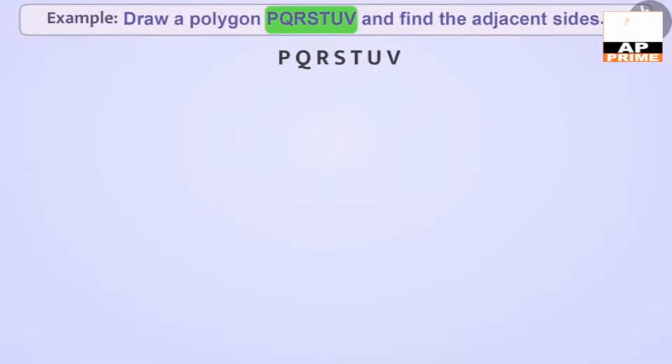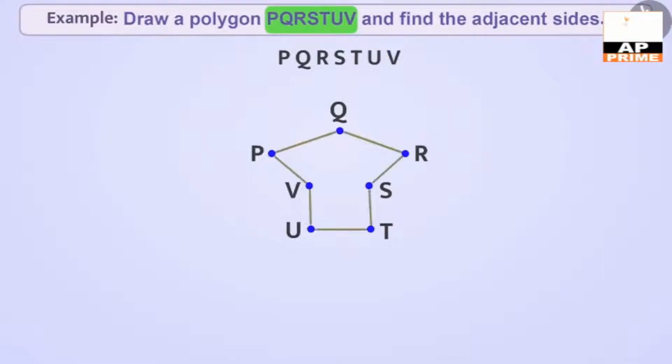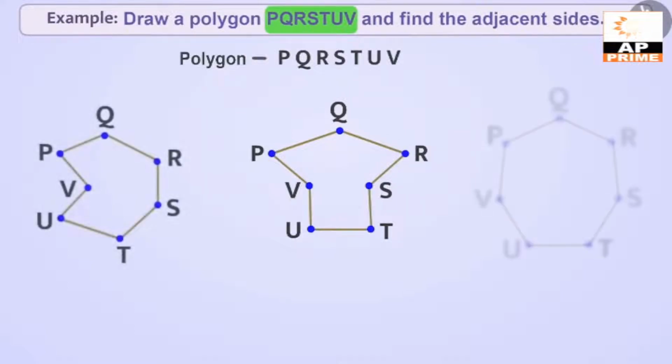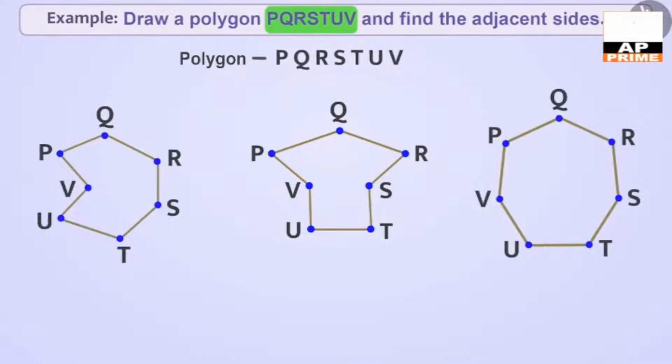Let me explain this. Each letter in a name represents a vertex. Since there are 7 letters, we can say that the polygon will have 7 vertices. So let's represent 7 vertices of a polygon with 7 points. But while doing so, be careful about the sequence of the vertices. Now if we connect the vertices, then we get the polygon PQRSTUV. Since here no condition is given for constructing a polygon, we can construct it in different ways. Pause the video and think about it.